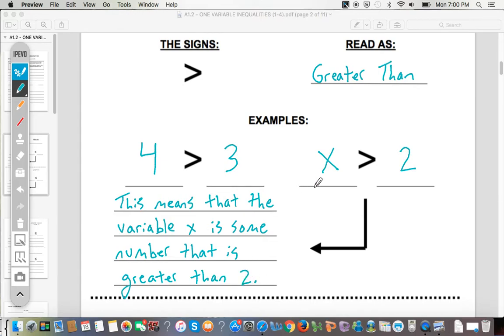If this were an equal sign, it would say x equals 2, so x would be the single number 2. In this case, x is greater than 2. So just think about it for a second. What are some numbers that x can be? Well, x can be any number that's greater than 2, so x could be 3, 4, 5, 100, a million, any of those numbers, as long as it is greater than 2. If it equals 2, this statement would not be true, because 2 is not greater than 2. So x can be any number that is greater than 2.